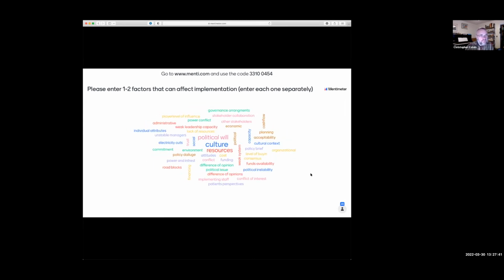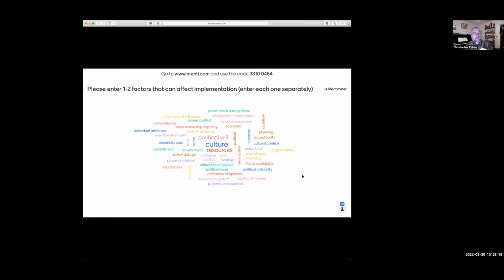You're welcome to keep putting in some comments, but I'm going to start making a few observations about the ideas that are coming up. This is a word cloud, so the bigger the word, the more people said it. In an example like this, there are lots of different ways to formulate a factor. I know that difference of opinion and difference of opinions show up as two separate concepts, but they're the same. Funding, resources, cost might be similar ideas.